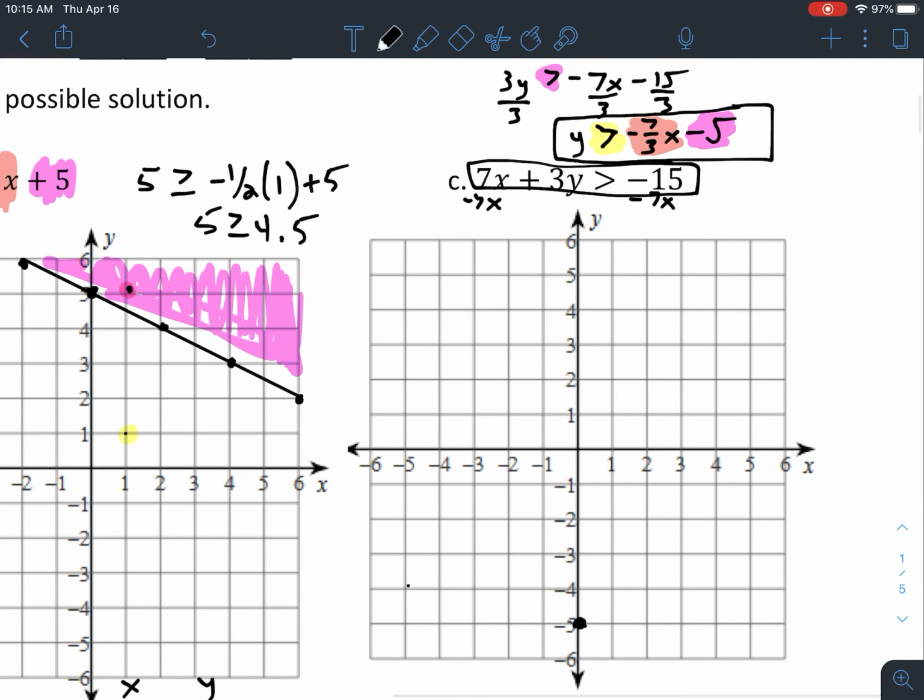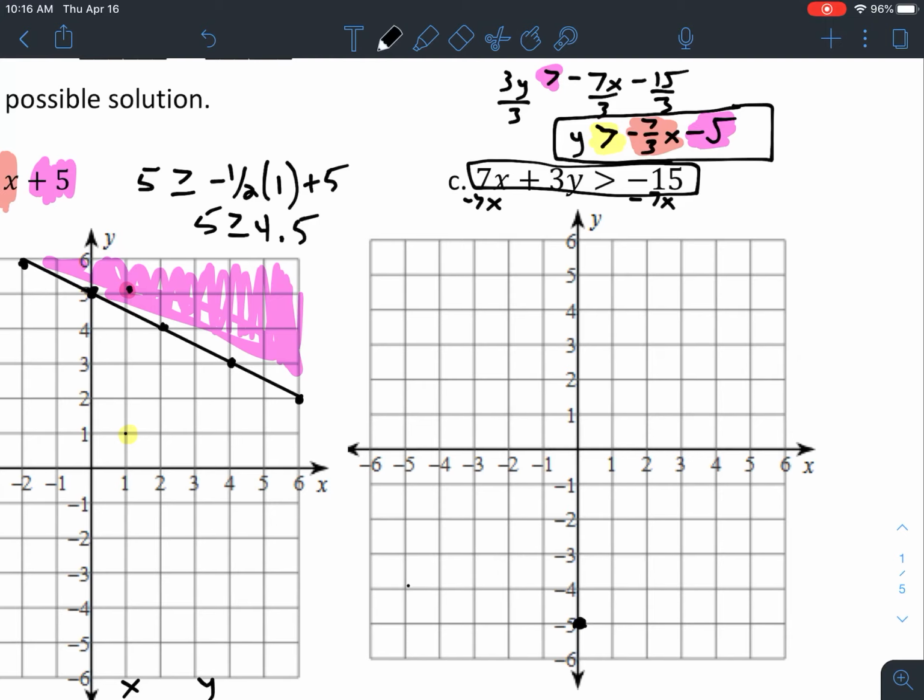Okay. Now, because we see this as negative 7 over 3, it makes it a little trickier. Because it's not a whole number and it's not just going up 1 over 2. We are going down 7 to the right 3. Well, if we look at this, we can't go anywhere farther to the right down, because we're at negative 5, negative 6, and the graph ends.